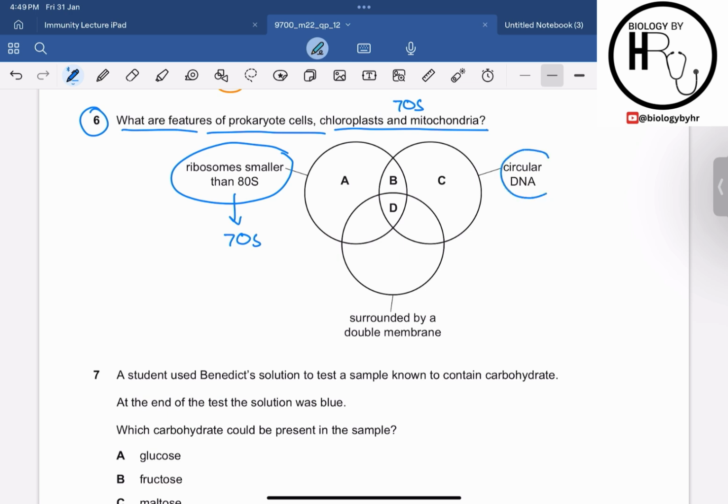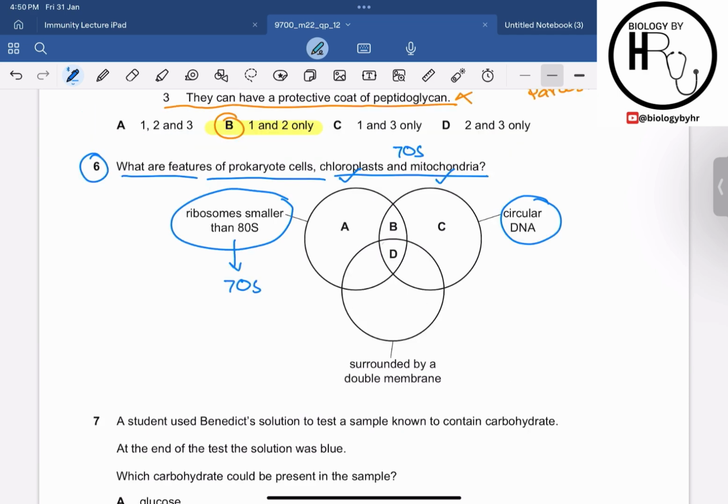Now the circular DNA. Yes, we know that chloroplast has a circular DNA and mitochondria also has a circular DNA. Now, surrounded by the double membrane. We know that the chloroplast and the mitochondria are surrounded by the double membrane, but in the question they are saying what are the features of the prokaryotic cells, chloroplast and mitochondria. In the prokaryotic cell there are no double membrane bound organelles, right? So the correct answer for this question would be option B.